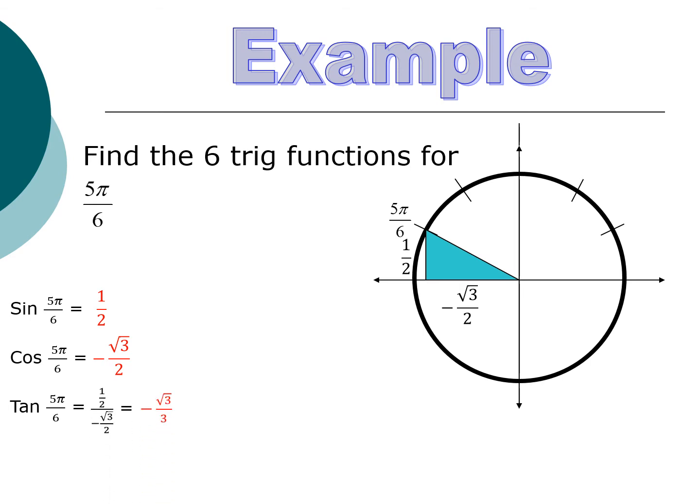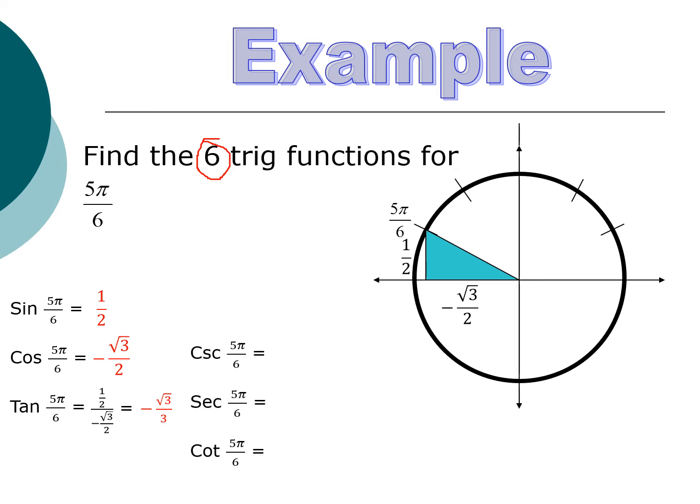And then tangent is opposite over adjacent, which is 1/2 over negative radical 3 over 2. Rationalize all of that and you should get negative radical 3 over 3. Try that. Now if you notice, the directions say 6 trig functions. We've only done 3.